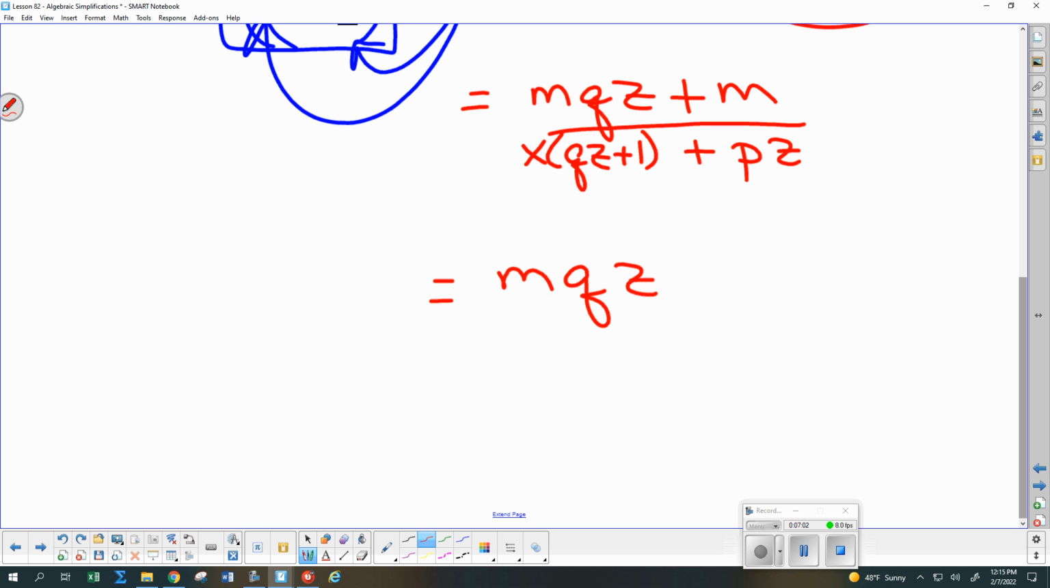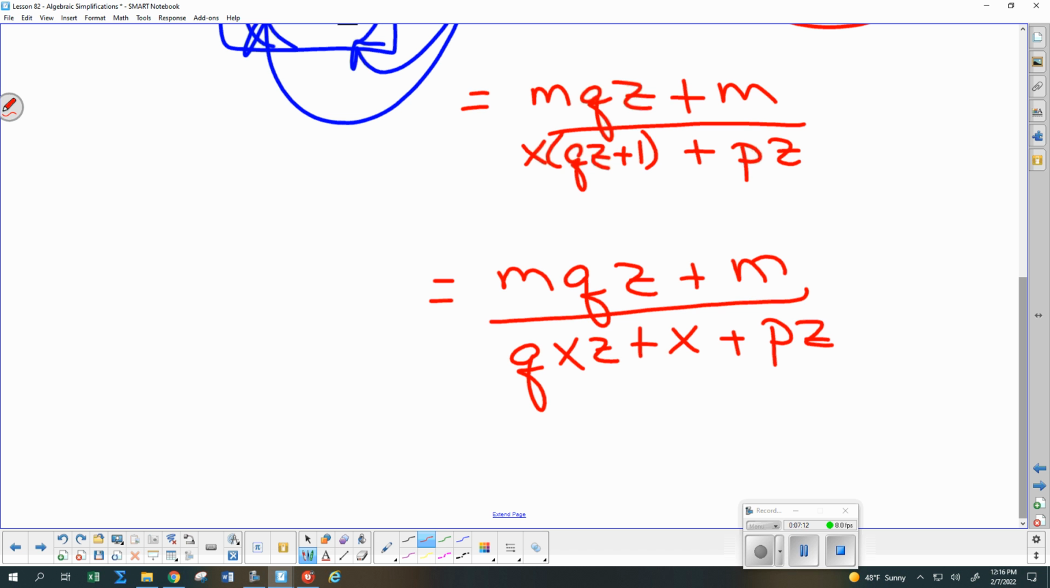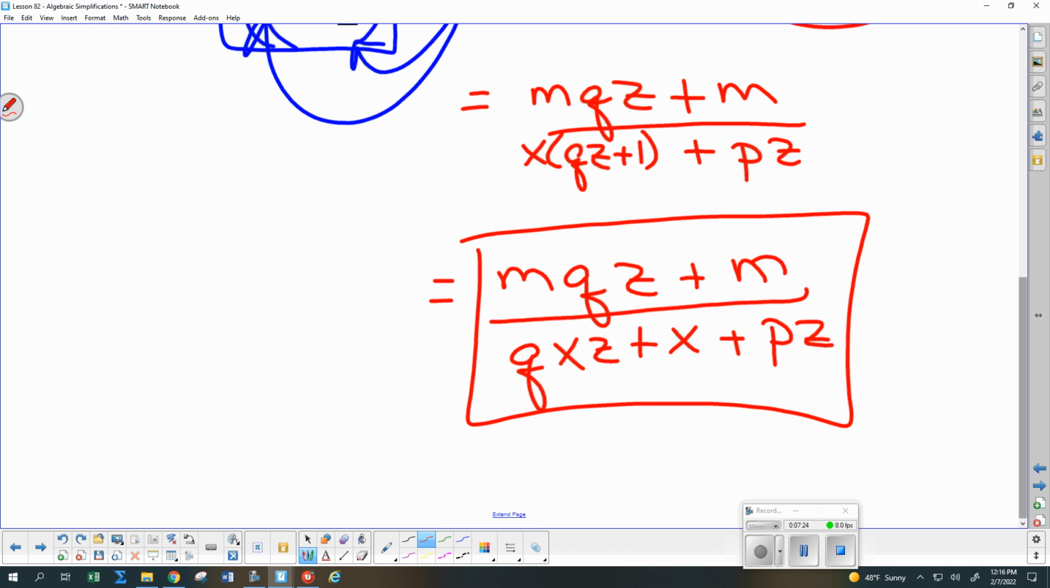So if we didn't already distribute for that first part of the denominator, we need to do that now. And we have mqz plus m over qxz plus x plus pz as our final answer. Questions from anybody? And we will work on our homework.